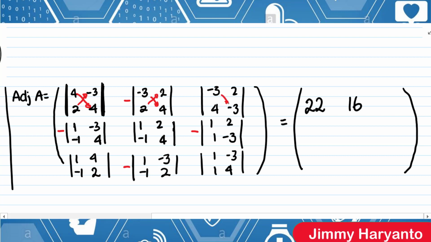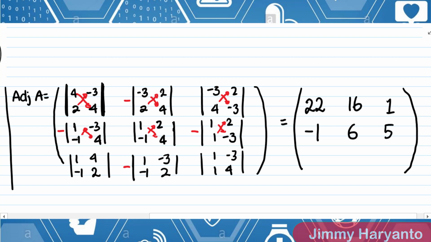And then the next is 9. 9 minus 8 equals to 1. The next thing is 4. 4 minus 3 equals to 1. But we have negative sign in the front. So we will write negative 1. Wait, 4 minus 3, yeah, 1, negative 1. And then for this one is 4 minus 2 equals to 6. And then for this one is negative 3 minus 2, negative 5. We have negative sign again. So we will write 5.